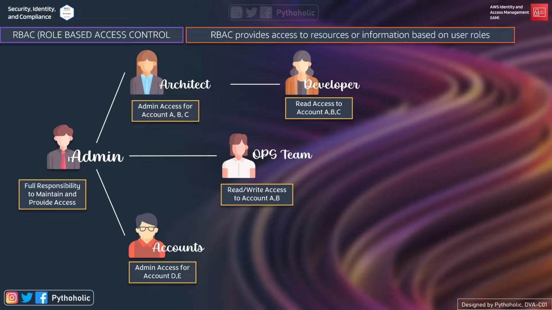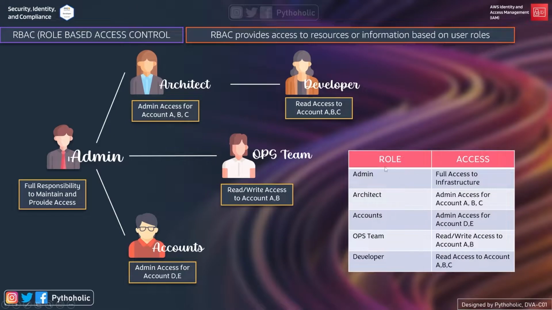And then we have the dev team or the developer team, which has read-only access to accounts A, B, and C. And this is what role-based access looks like. And these are the roles. Let's suppose we have admin role, we have architect role, we have accounts role, we have people who are under the role of ops team, we have developers. And based on that, they have been provided access to these accounts. And the type of access is also defined based on the role that they have.